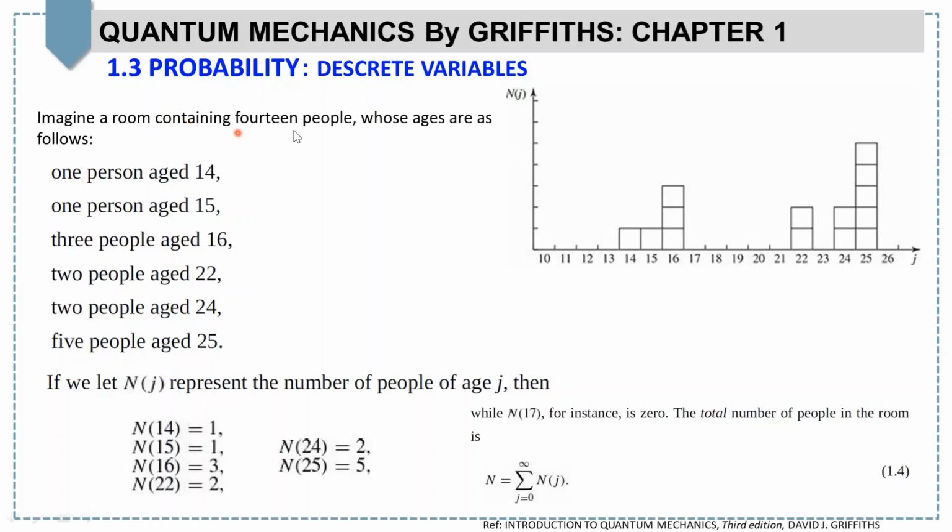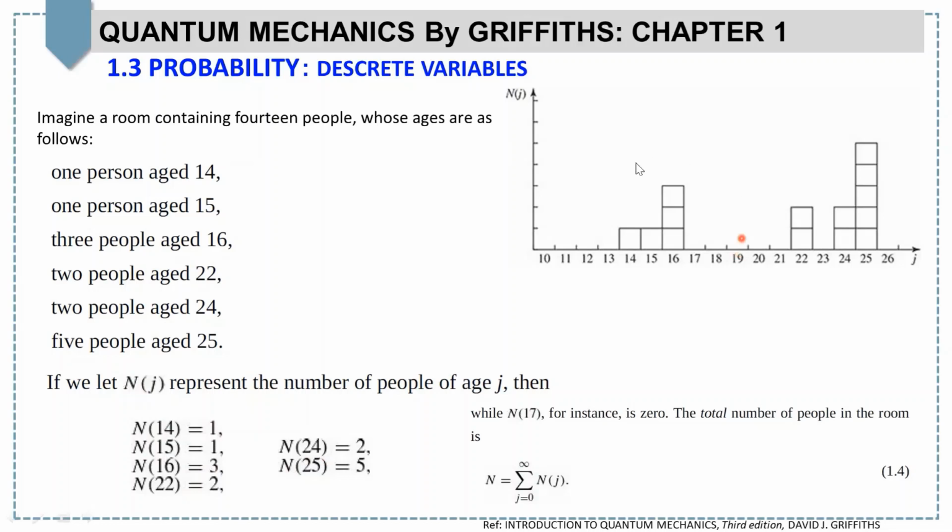Suppose there is a room containing 14 people and they have different ages. For example, one person has age 14 and another person has age 15, three people have age 16, two people have age 22, two people have age 24 and five people have age 25. Now in general form, we can write N(j) to represent the number of people of age j. So N(14) = 1, N(15) = 1, N(16) = 3, and similarly up to N(25) = 5.